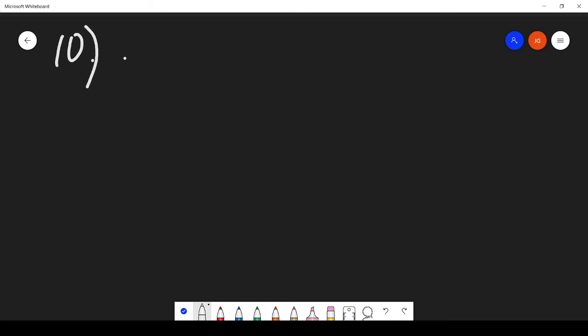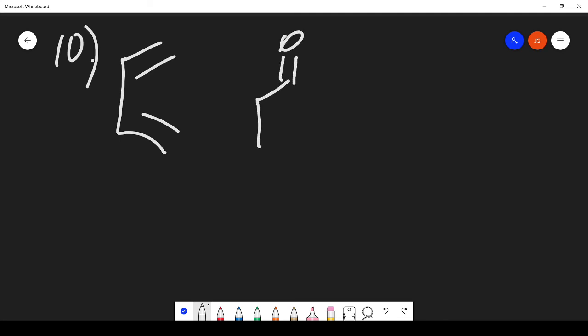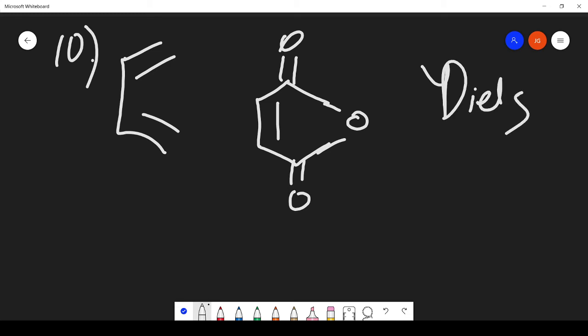Number 10 is, okay, let's draw this out. Hopefully, you can tell what mechanism we're going to be going by here. And this is an oxygen. Okay? I'll give you 5 seconds to think of what mechanism this is. This is the Diels-Alder reaction. See? I told you we'd be doing a lot of Diels-Alder.